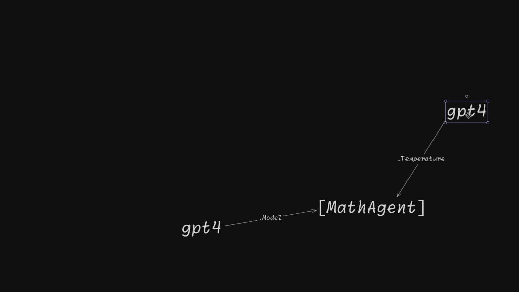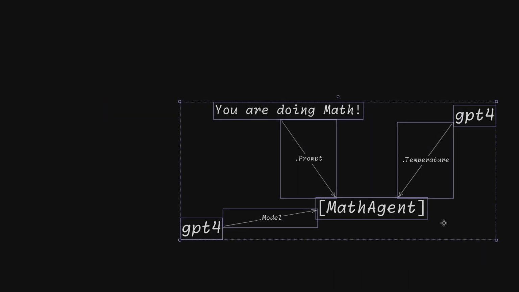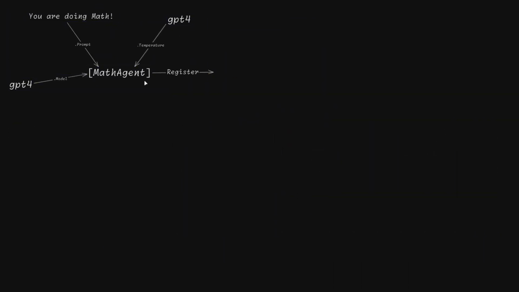As well, we assign the temperature and we assign a system prompt. We use a register macro to spawn an agent, and it's important in this case to give our agent a calculator.